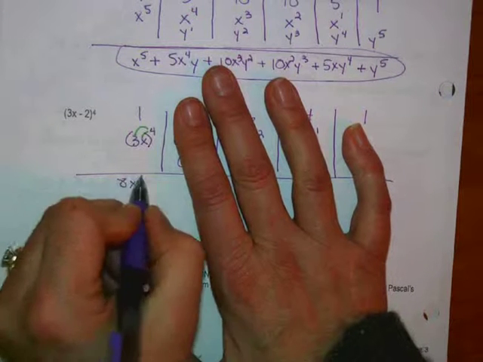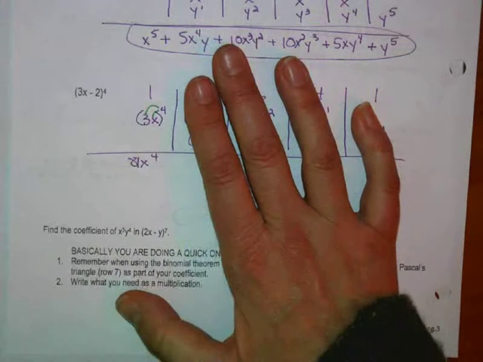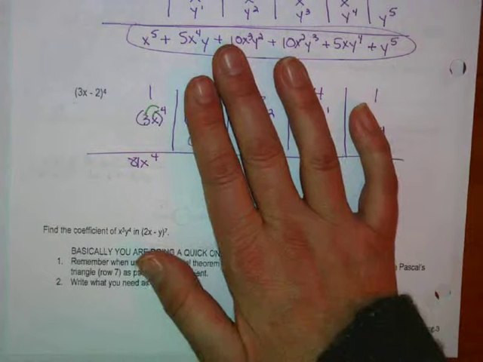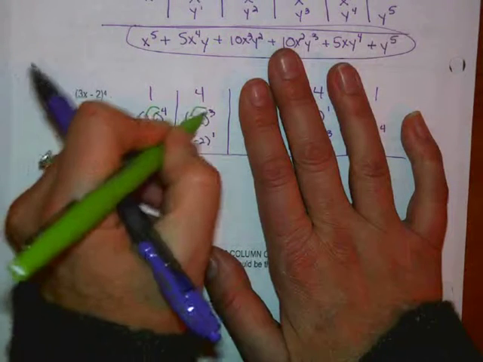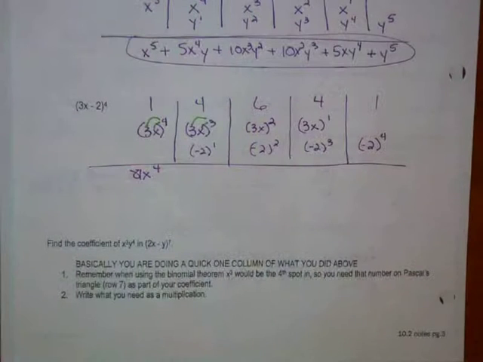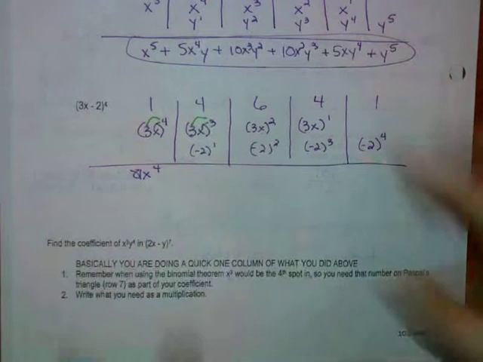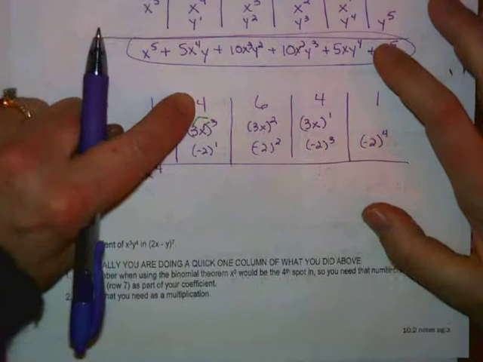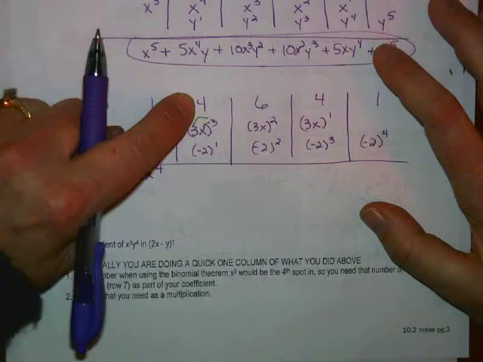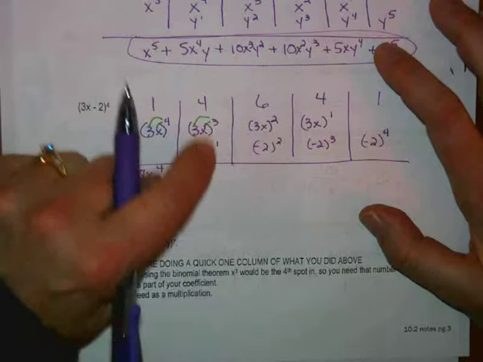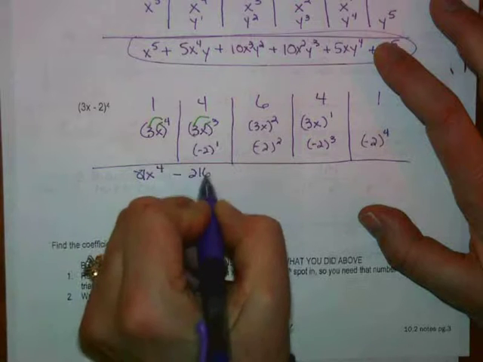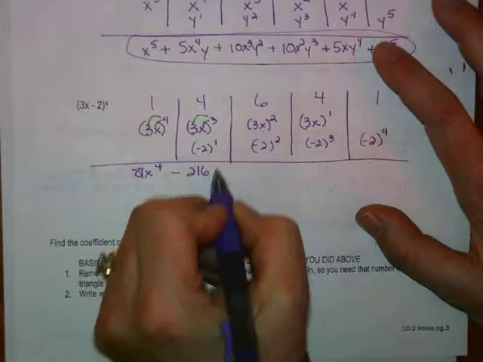81 x to the 4th is my first term. Okay, here. 9, 27. 3 to the 3rd is 27 times 4. I don't know what that is. Times -2. So 27 times 4 times -2 is minus 216 x cubed.